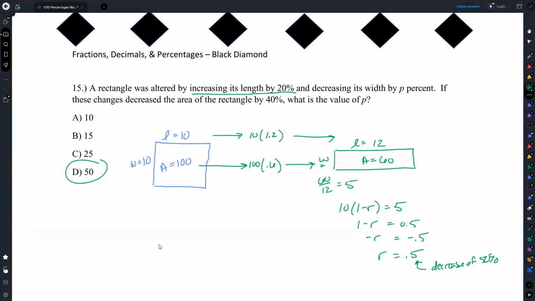So this here, we use the number picking strategy to make this question a little bit easier. I think it was the best way to do it.